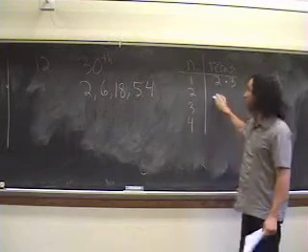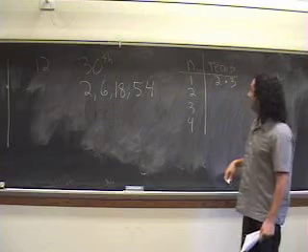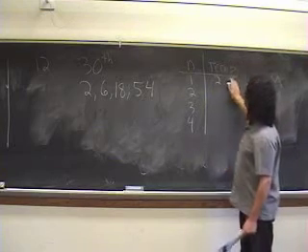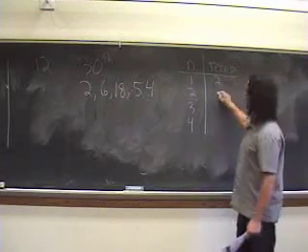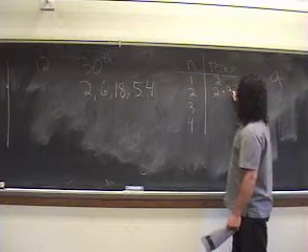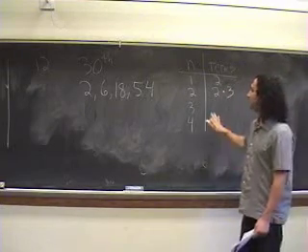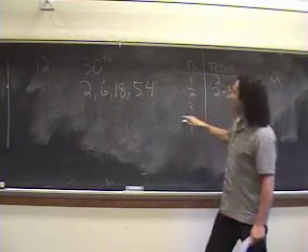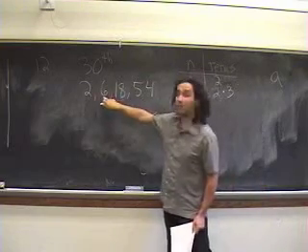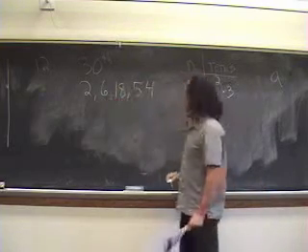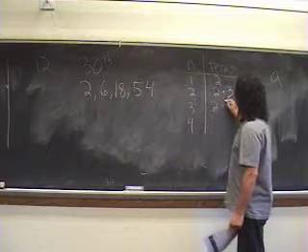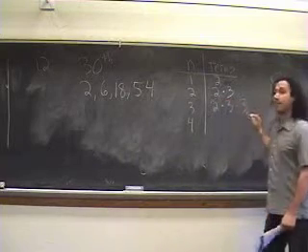Well, let's see if that's true when we start proceeding downward. 2 is the first term. 2 times 3 is the second term. The third term is 18. Ooh, it's looking good, because 18 is 6 times 3. In other words, 2 times 3 times another 3.